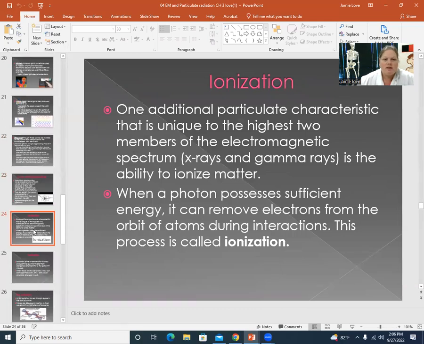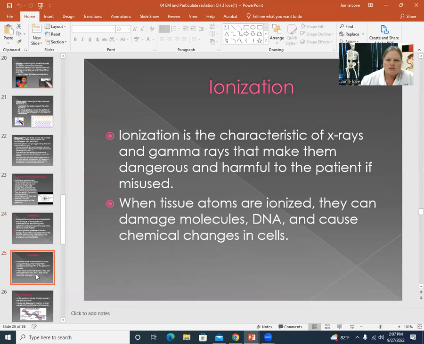Ionization is the big thing. That is when an atom is getting ionized, meaning it has the ability to knock out electrons; adding or removing an electron from the orbit is ionization. Ionization is what makes us have to get a license, what makes X-rays dangerous, and why you have to have a prescription for X-rays. They can damage the DNA molecules in our cells.